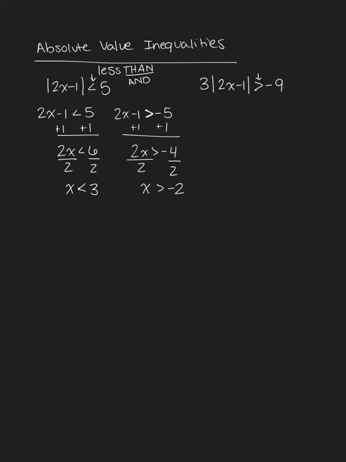Over here we have greater than. Okay, I know I did not spell that right, but if it's greater than, it's an or statement. Okay, so this would be and, and whenever I solve this one, it will be or. So to solve the second one, I have to get that absolute value by itself, so I divide by 3 on both sides.